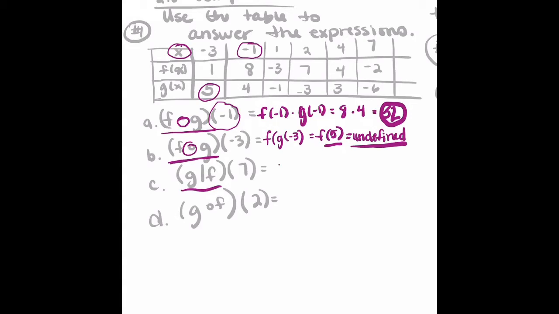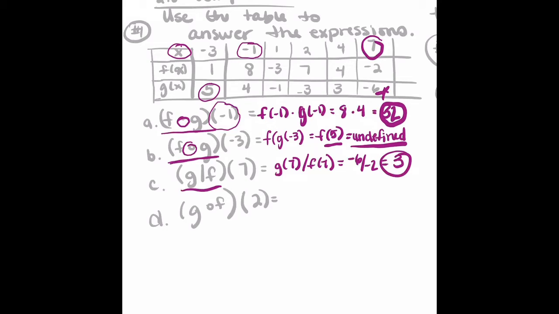Then here we have our typical division. We're going to divide g of 7 divided by f of 7. So we need to go up to our 7. And we're going to divide g, which is on the bottom, first. So we'll have -2 divided by -6 divided by -2, which is equal to 3.